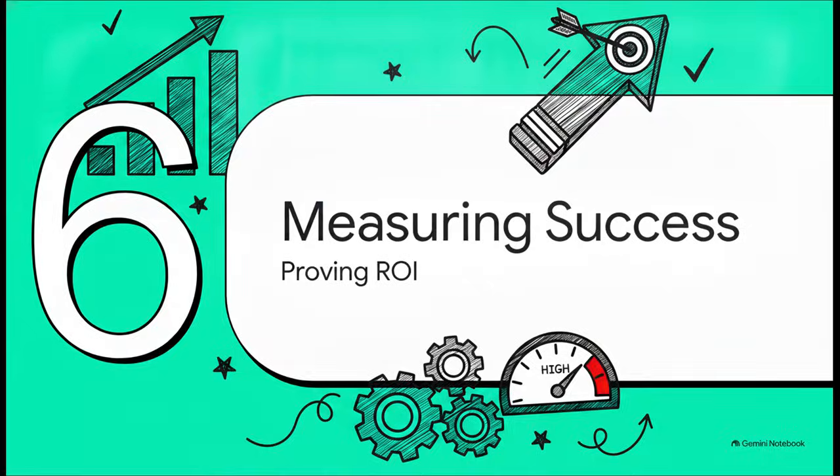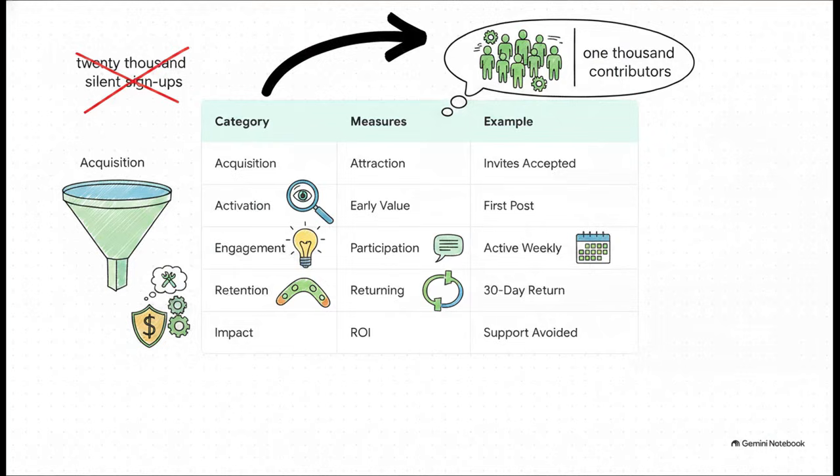Finally, Section 6, measuring your success. How do we actually prove the ROI? And this brilliantly illustrates how we need to completely shift our mindset away from just hunting for sheer registration numbers. Think about it. 1,000 active contributors are worth infinitely more than 20,000 silent signups. So we measure acquisition to see if we're actually attracting the right people. Activation shows us if they experience real value. Did they actually make that first post?